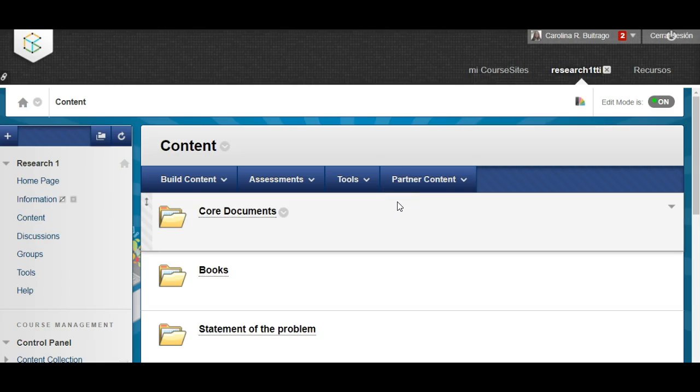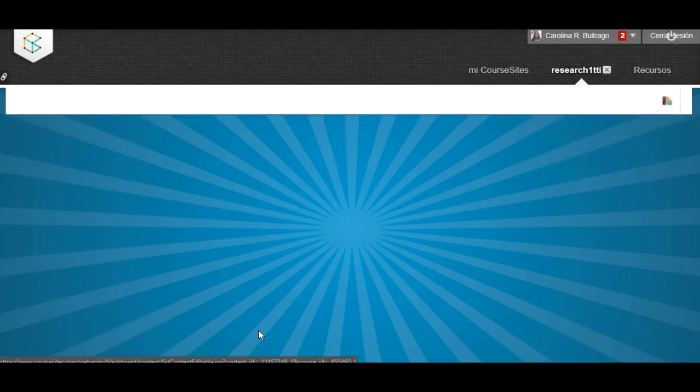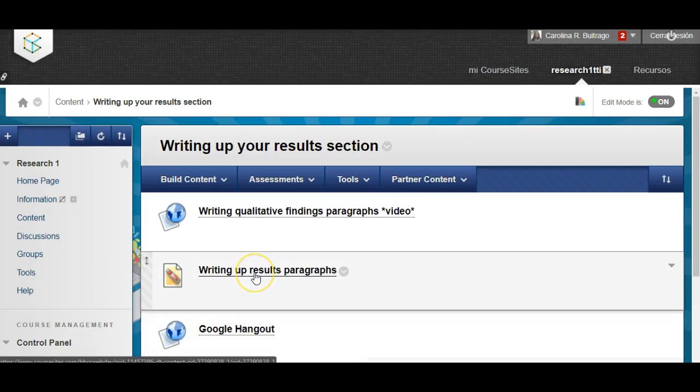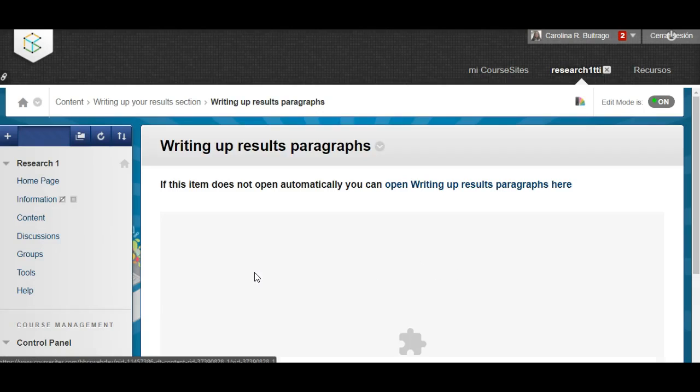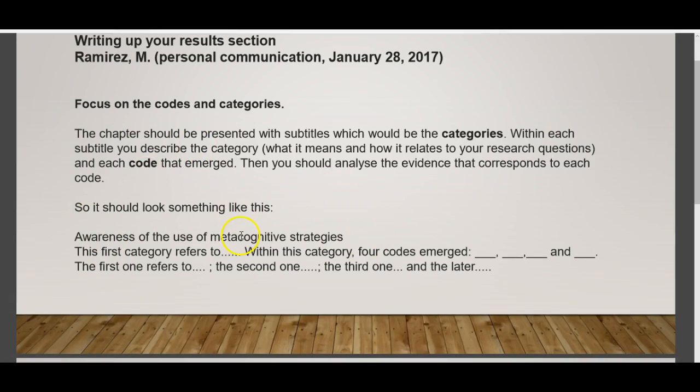If you're still hesitant about how to organize that part of your paper, remember that in our course, in Coursites, there is a section called Writing Up Your Results. And in this section, you have Writing Up Results paragraphs. These two slides can help you get an idea on the structure that you need to follow for this particular part of the paper. So as you can see, after the explanation of what the section should look like, you have an example.